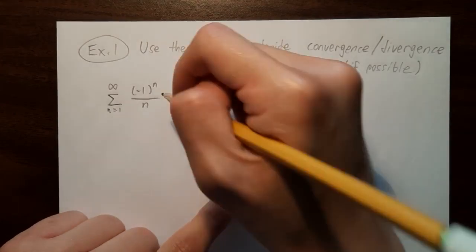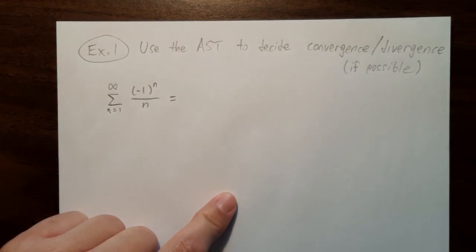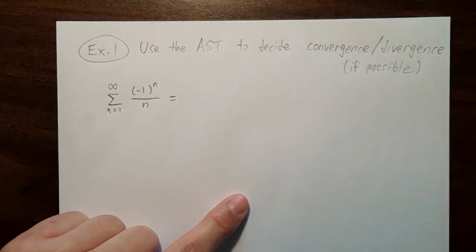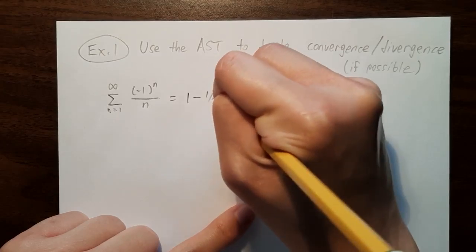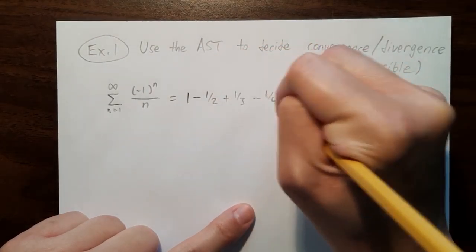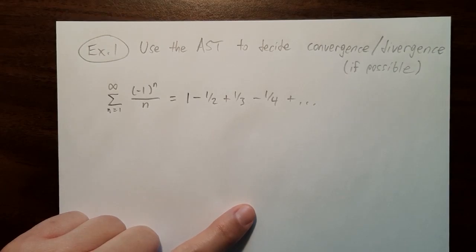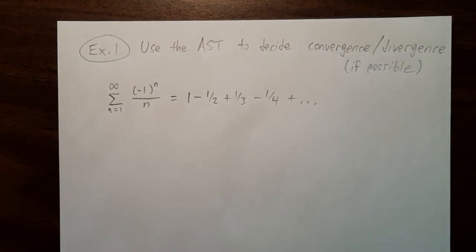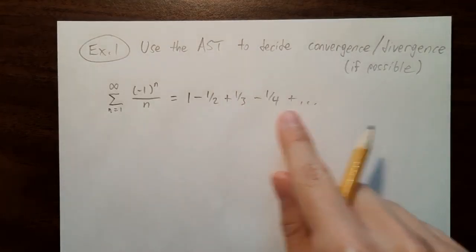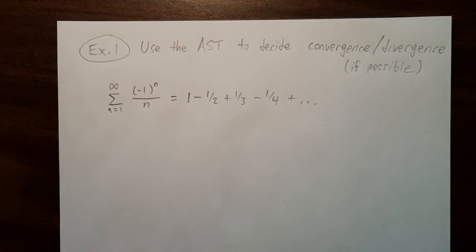All right, so just so you can see what this thing looks like a little bit, this is just the alternating version of the harmonic series. If you remember, the harmonic series was 1 plus a half plus a third plus a fourth and so on. This is just the alternating version of that. And if you remember, the ordinary harmonic series, where you have all pluses, is famously divergent. So now we want to find out, does the alternating one also diverge, or is it miraculously convergent? All right, so let's ask the AST if it is or not.